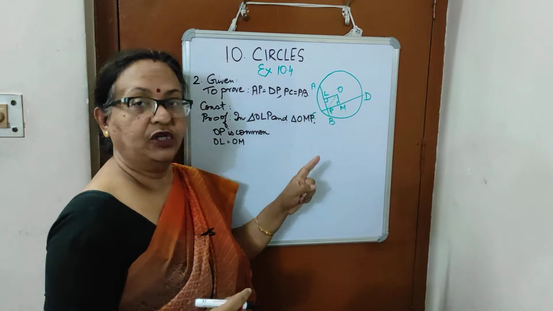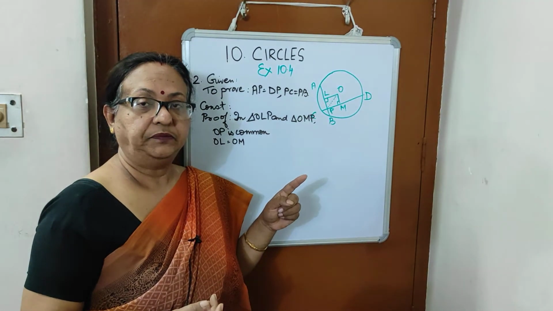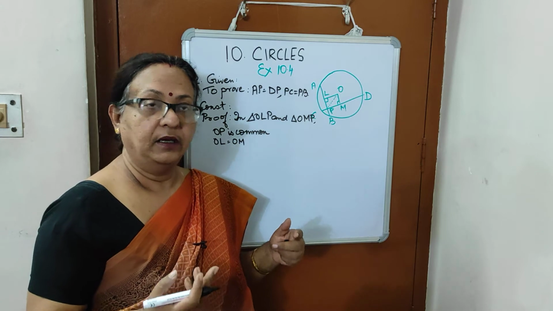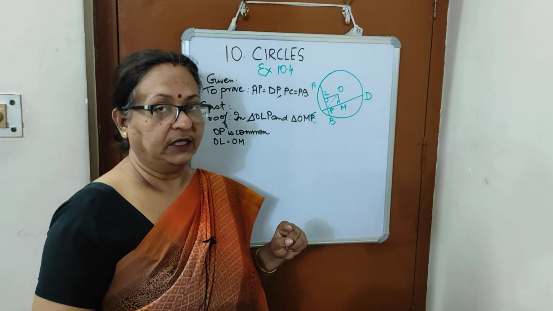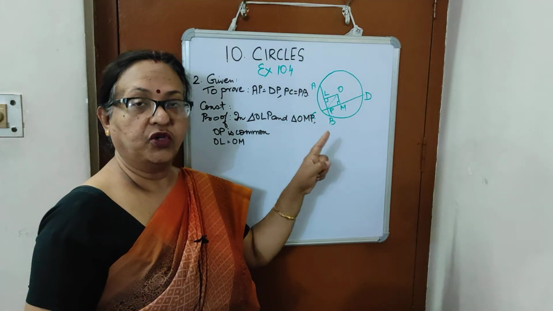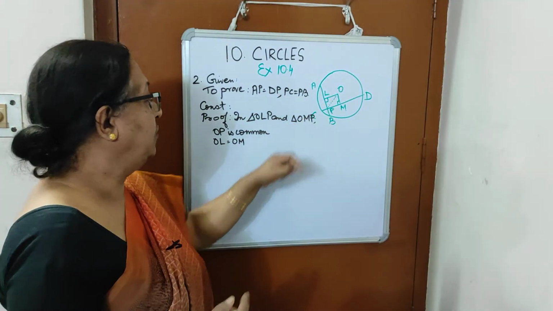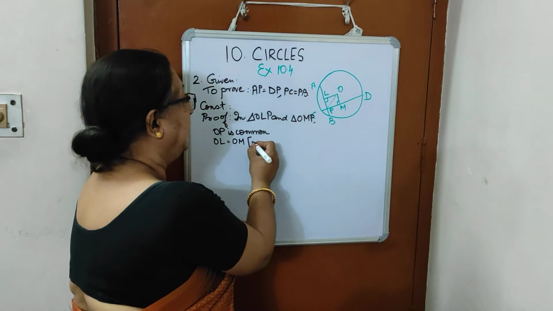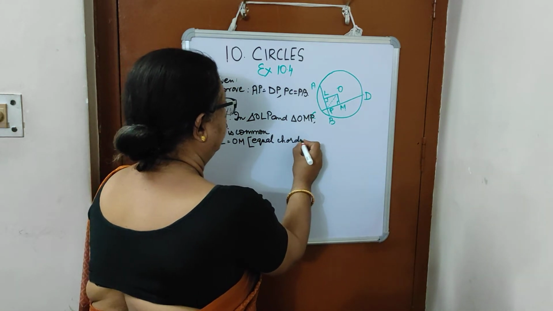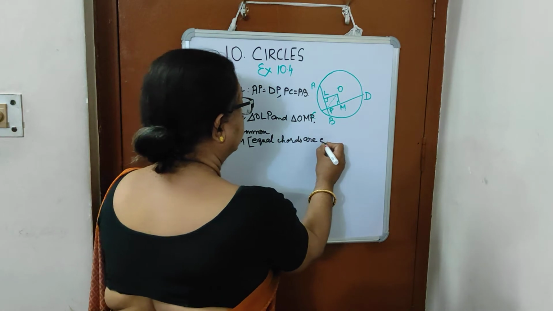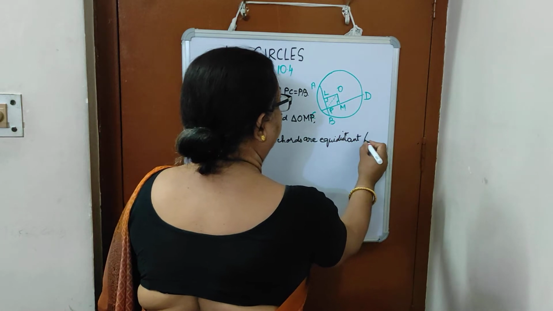Now is OL equal to OM? Yes, think of it. Is OL equal to OM? Yes. Why? Because we have already learnt equal chords are equidistant from the center. Since AB and CD are equal chords of the circle, they are at equal distances from the center, and therefore we have OL equal to OM. So you need to write the reason: equal chords are equidistant from the center.